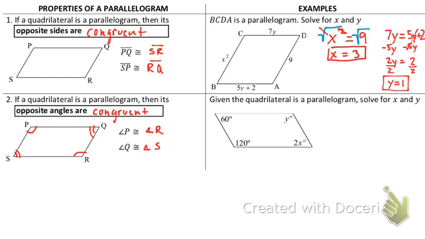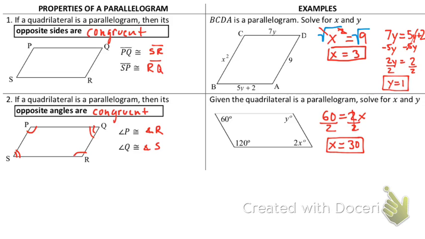So let's go ahead and practice this, given the following example. Just like we did above, if we have opposite angles in a parallelogram, we can set them equal to each other. So I'm going to take angle 60 and put it equal to its opposite angle, which is 2x. So 60 is going to equal 2x. And now I can solve for x. So I'm going to divide both sides by 2. And x is going to equal 30. 30 for x.